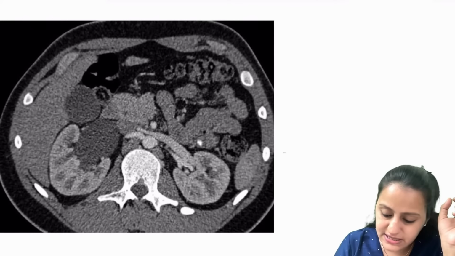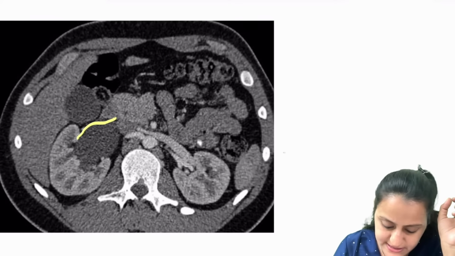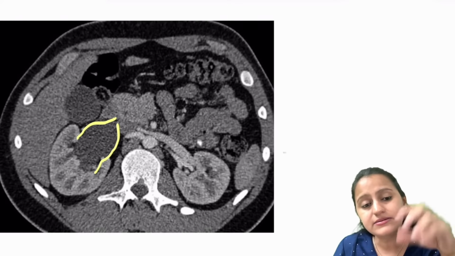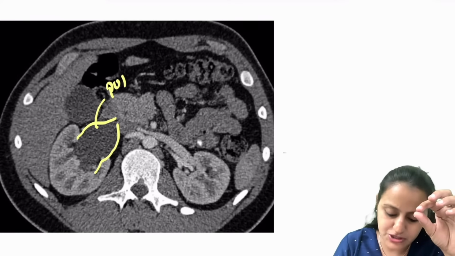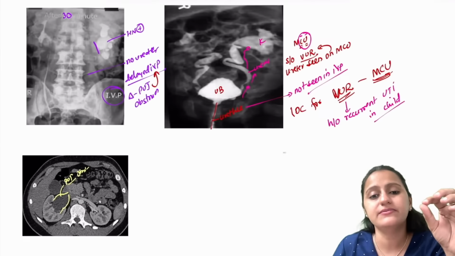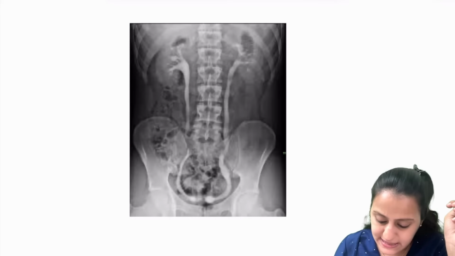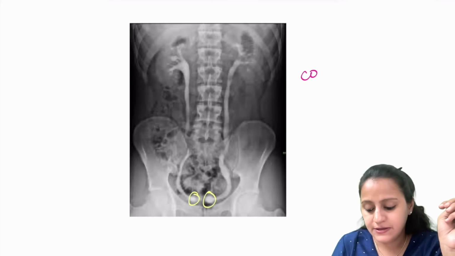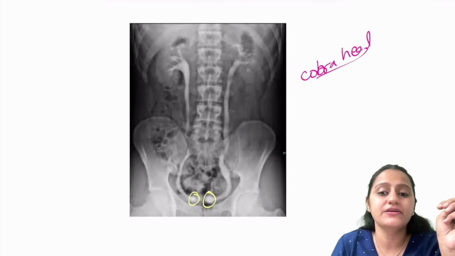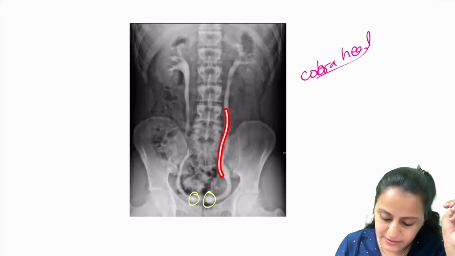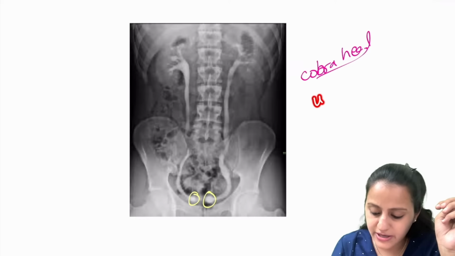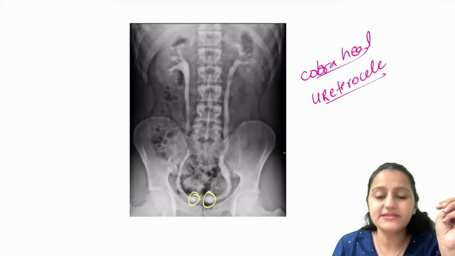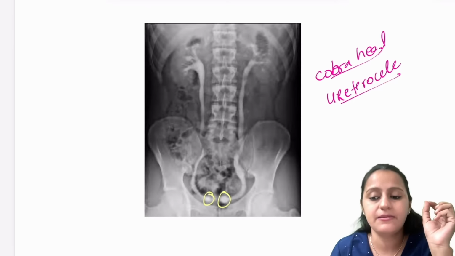Look at the CT here. This is the pelvis, which is dilated here, filled with fluid and dilated. On CT, this is how the PUJ obstruction will look like. Okay, dilated pelvis. Classical image, what are you seeing here? Cobra head appearance. So this is the cobra head appearance of the ureter, which is dilated at the insertion. What is it called as? Ureterocele. Okay, this is ureterocele cobra head appearance.